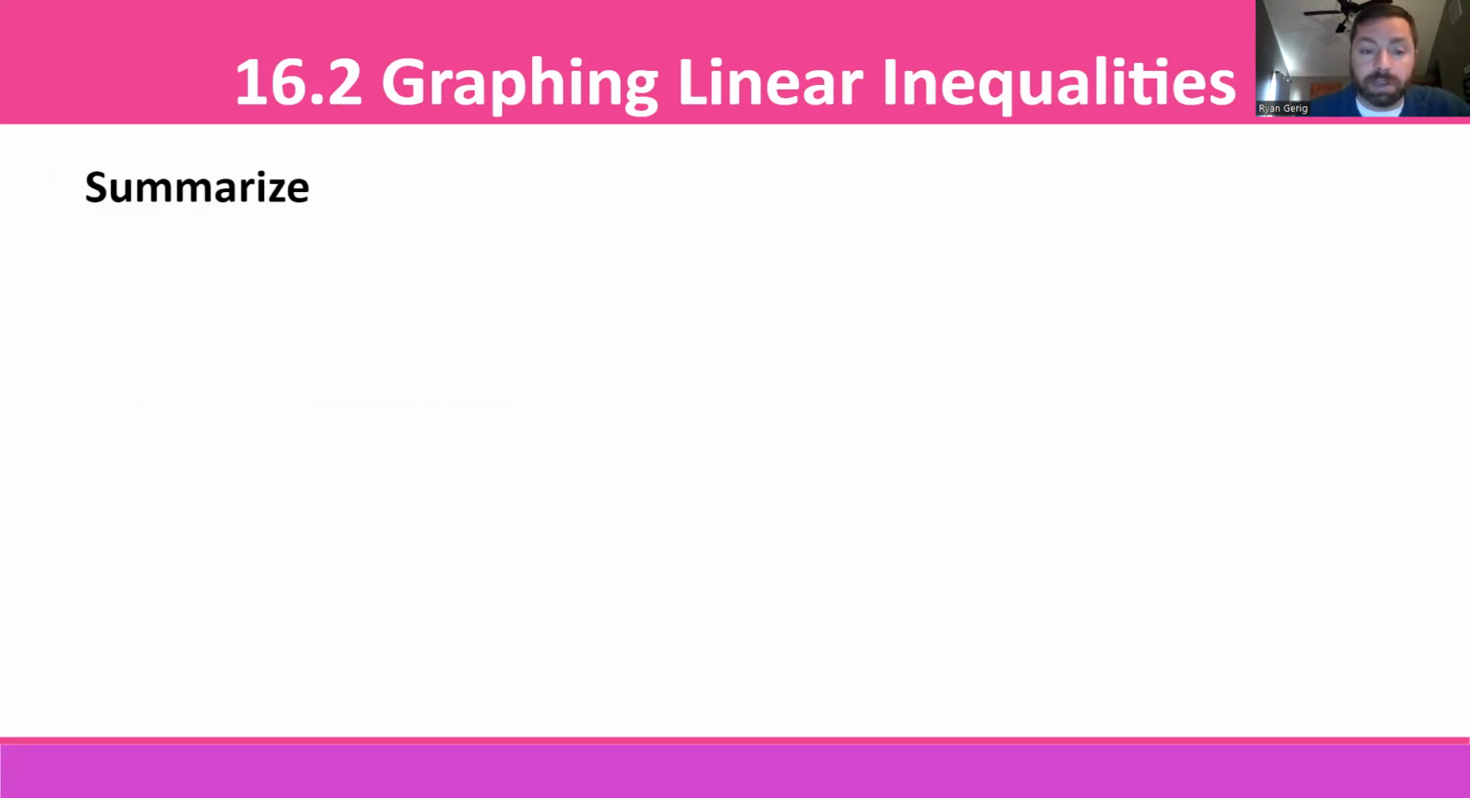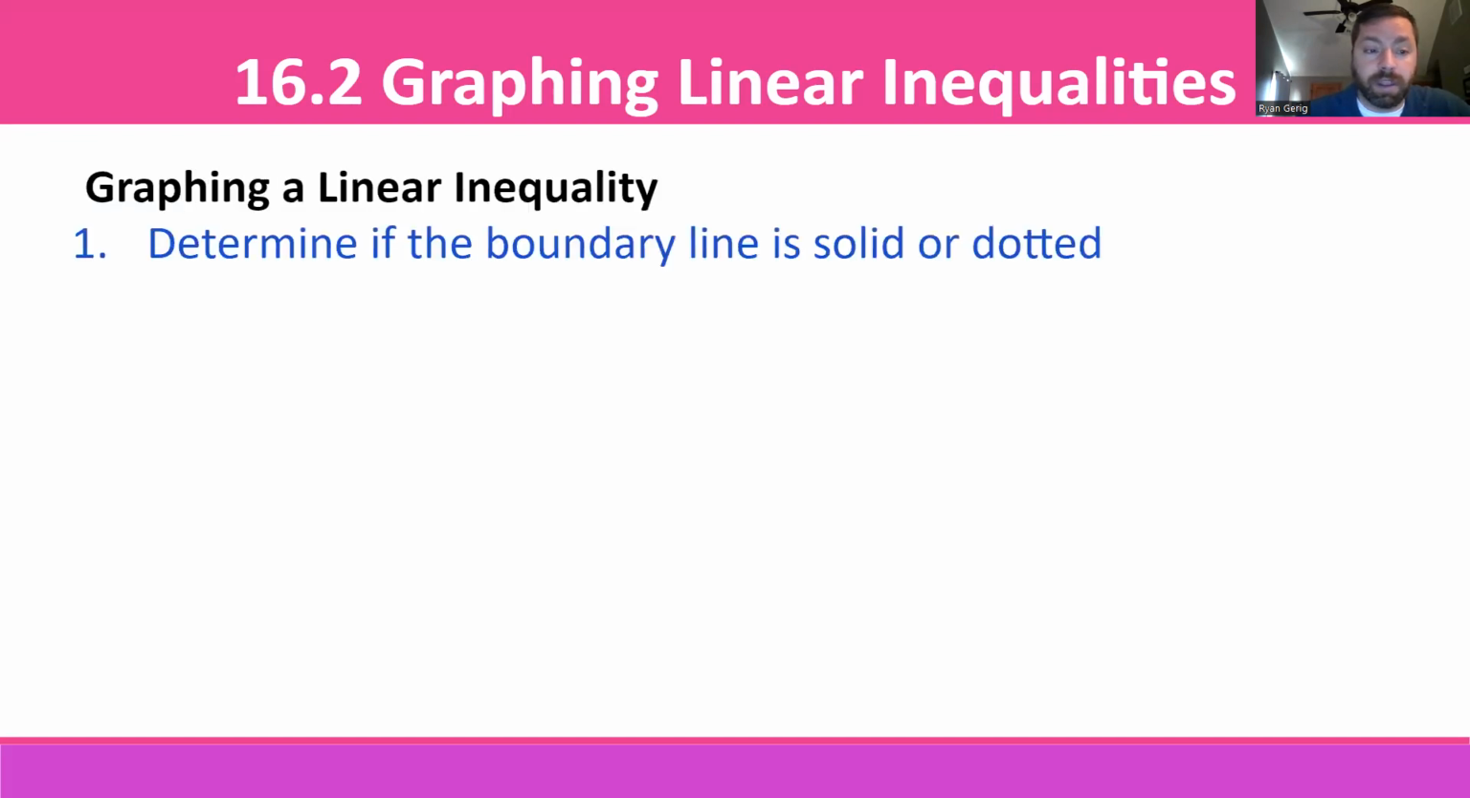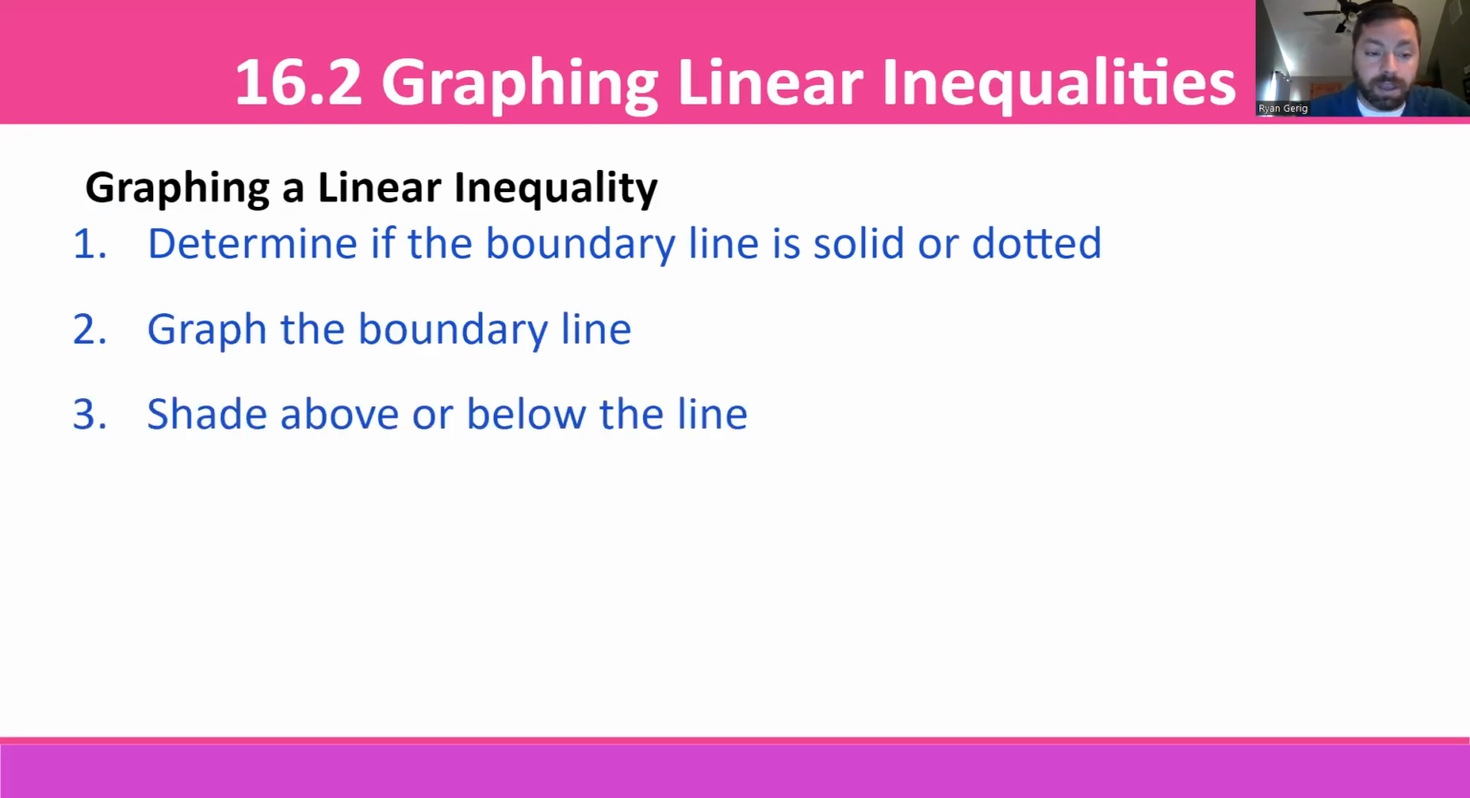So quick summary, because we're going to be using this in the next lesson. First thing you want to do is determine if the boundary line is solid or dotted. Second thing is to graph it, which is review. Third thing would be to shade above or below that line. And the last thing would be to check your work. So we're going to use that with 2 inequalities in the next lesson. But for now, it's the end of lesson 2.